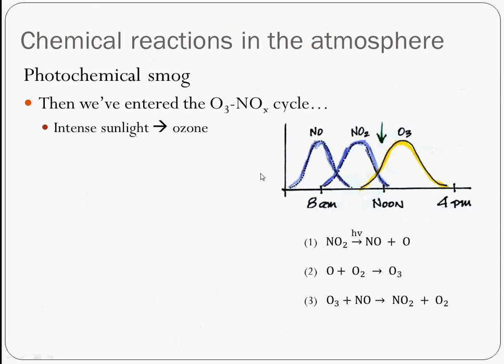So this is what it looks like through the day. You start off with rush hour, which creates a lot of NO. That gets slowly transformed to NO2. And then you start getting bright light, intense sunlight here, which starts cleaving these bonds. And that's when you get the formation of ozone, sort of later in the day. And then as the day goes on, you get this cycle kind of returning and getting rid of the ozone.